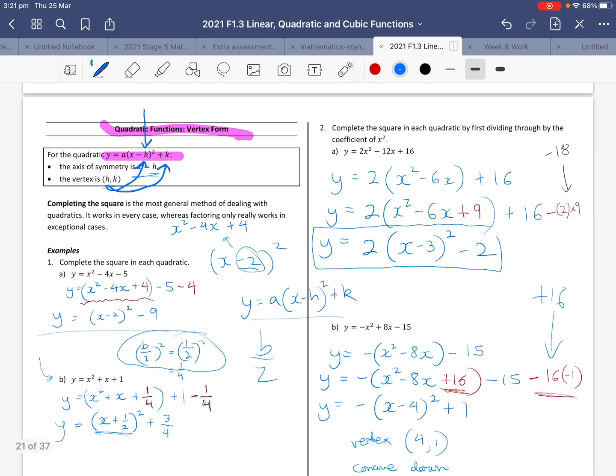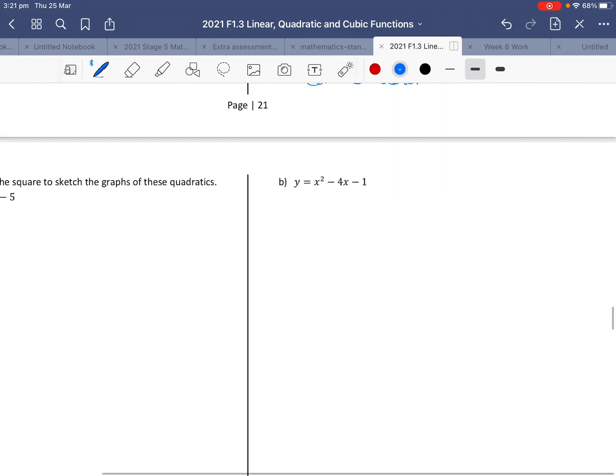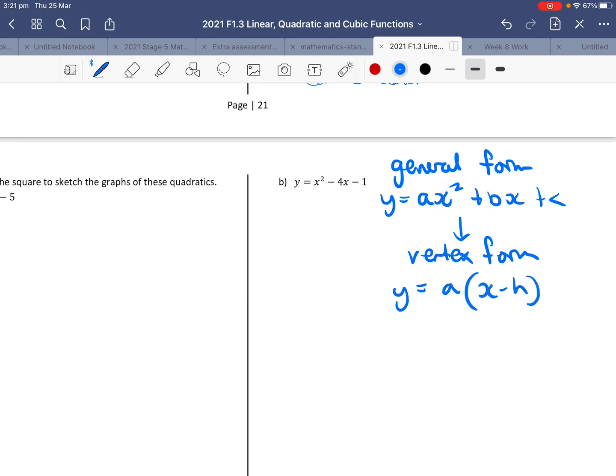In order to move a function from the general form, which is of the form ax squared plus bx plus c, and change that into this vertex form, we need to do the process of completing the square. That's how we do it.